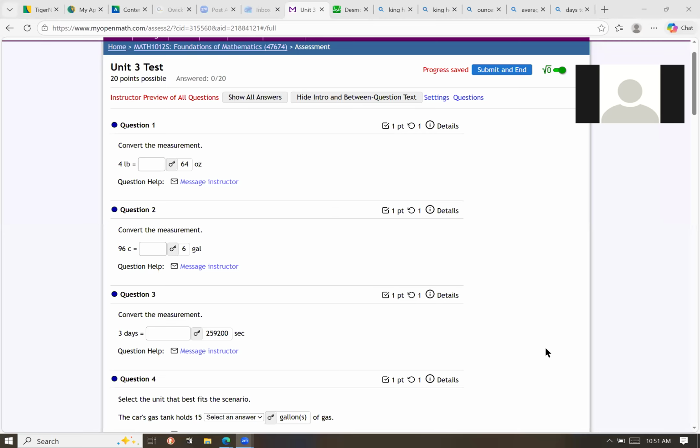Okay, and I'm going to just go into Desmos right now to do this conversion. So you're going to choose 3 household items and do the conversion that is actually on the label or on the jar.